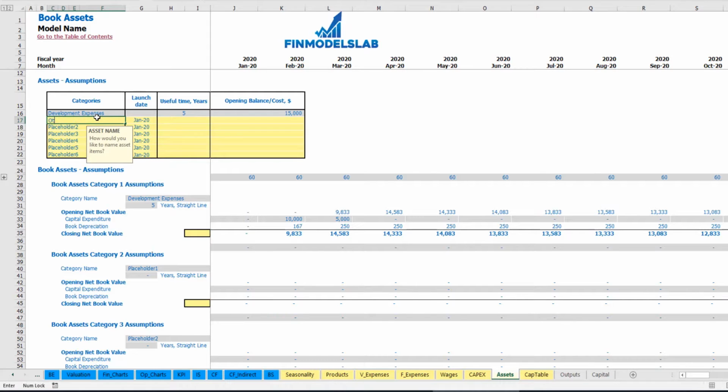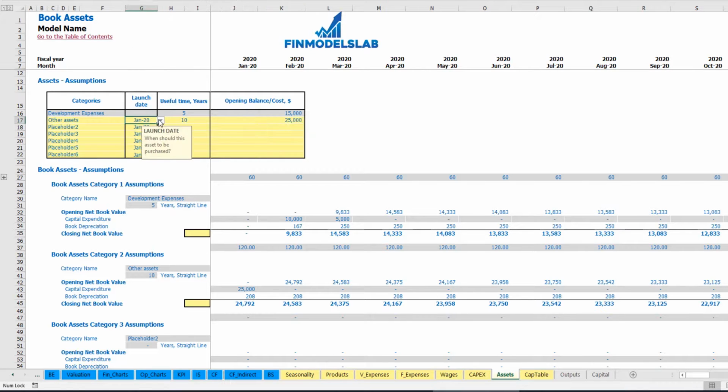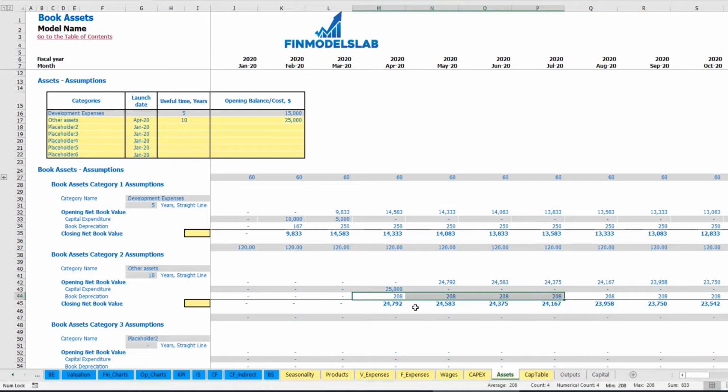For example, other assets with a useful life of 10 years with a cost of $25,000 and with a launch date in April. You may find it in here. You can see capital expenditure. You may see book depreciation by months for these amounts, and you may see closing net book value.